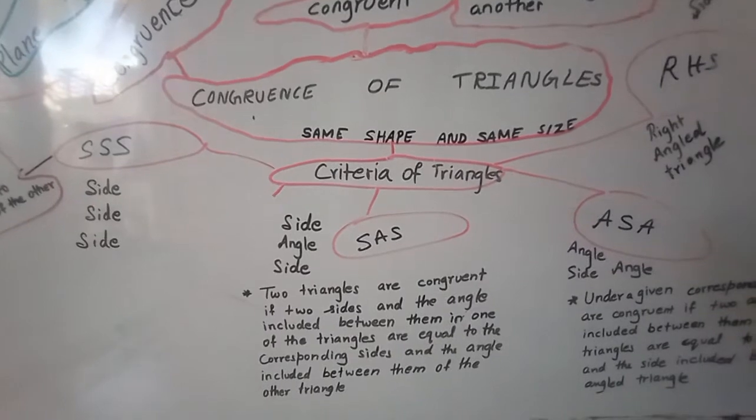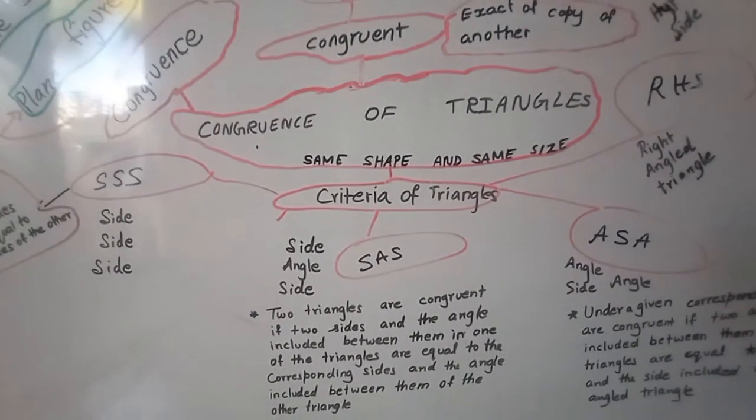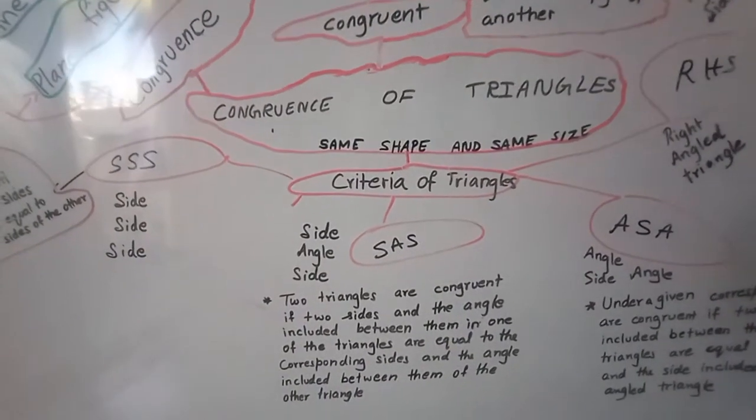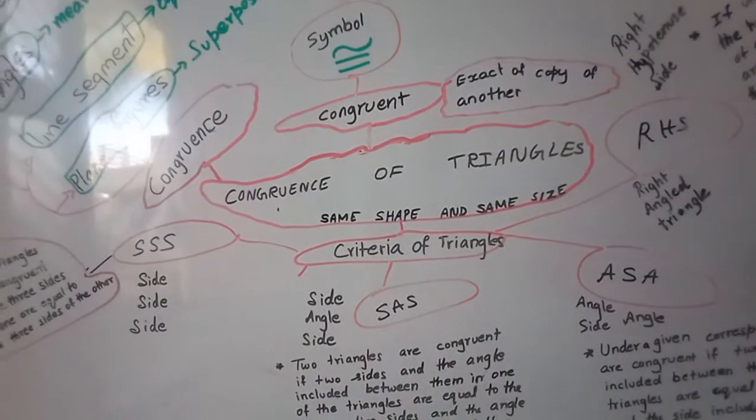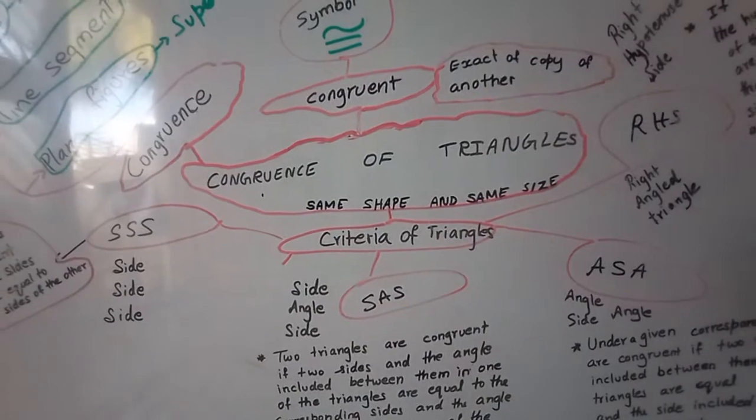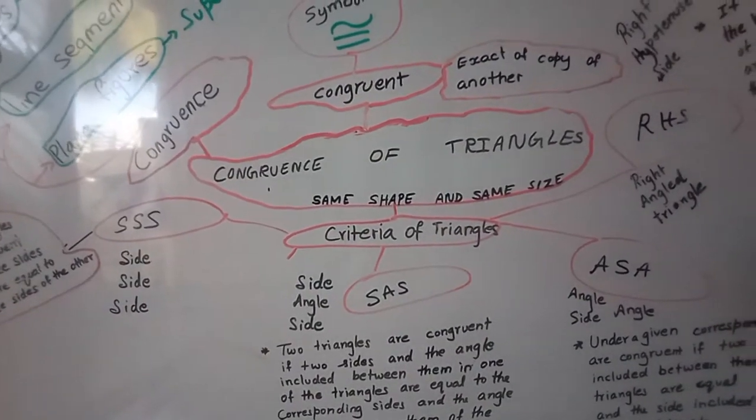Corresponding means with respect to. So two sides and an angle in one triangle are the same in the other triangle also. One angle must be equal and the other two sides must be equal. This is a criterion of the triangle.